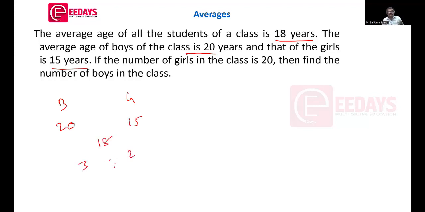So boys and girls are in the ratio 3:2. If the girls are 20, what are the boys? That equals 30 or not? That is the answer. 2 into 10, here 3 into 10. That's it.